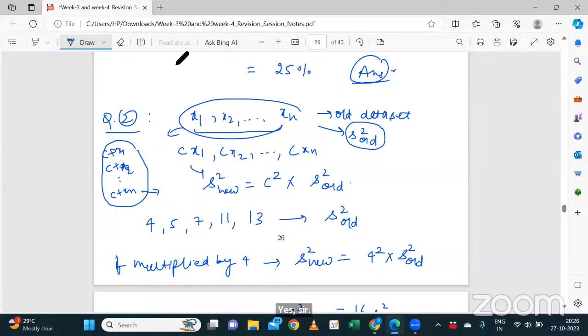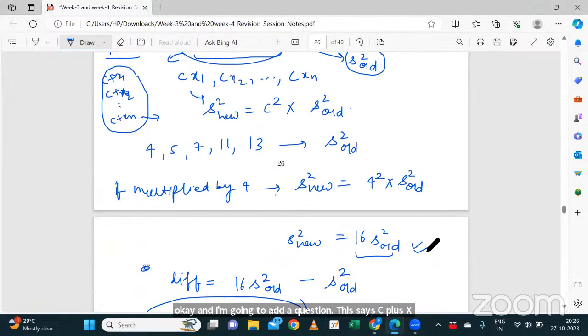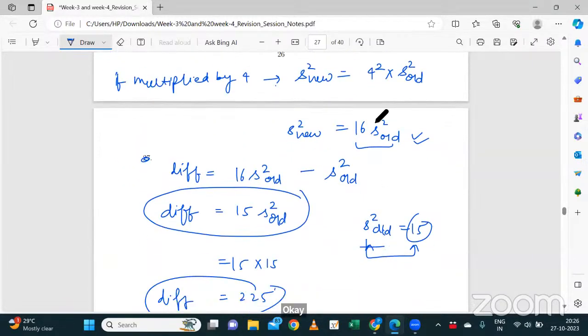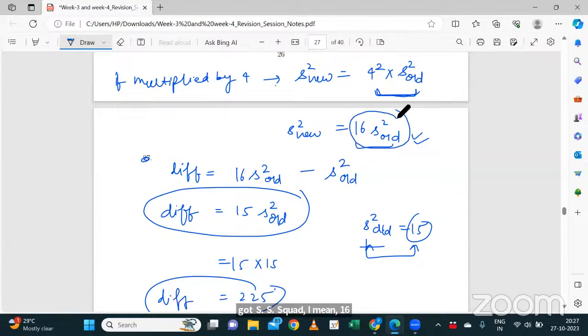It will not be affected, right? If it will not affect, then the variance we got after multiplying will be the same if after this I add any constant. The same thing we have done: we got 16 s square, I mean 16 times the sample variance, right? We multiplied by a constant. Now if I add a constant 7, it will be the same as 16 s square. It will not change, correct? Okay, got it?